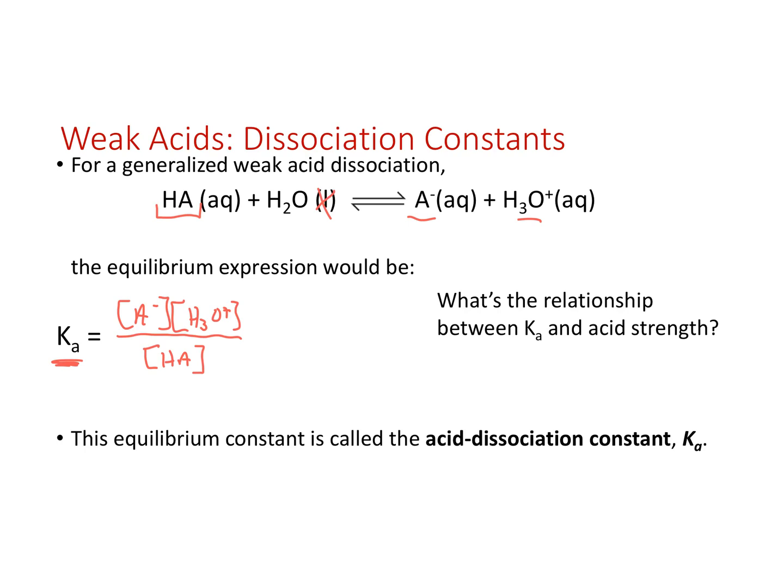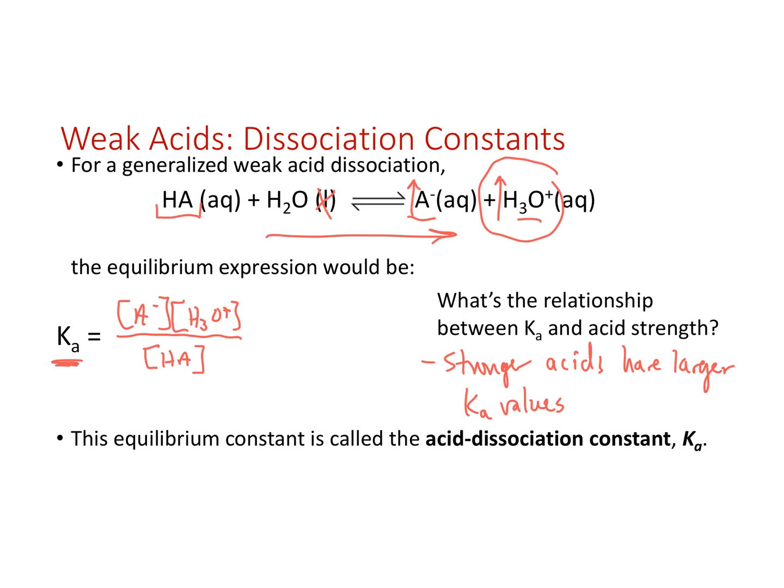So I have a question for you. What is the relationship between the magnitude of Ka and the strength of the acid? So the answer to that question is, stronger acids have larger values of Ka, larger Ka values. That makes sense because a stronger acid means it's going to dissociate farther. That means I'm going to have a larger concentration of the conjugate base, a larger concentration of hydronium, and that's what I'm measuring as a marker of my pH.